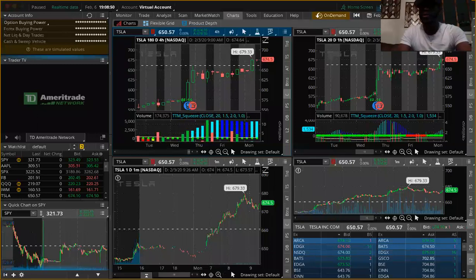So we're going to switch over to Thinkorswim. And as you can see at the top, I'm actually using On Demand. On Demand is a feature that Thinkorswim allows its users to use. You can go back and reenact previous trading days in the past.